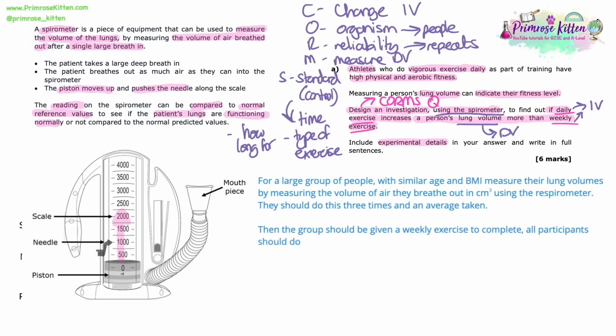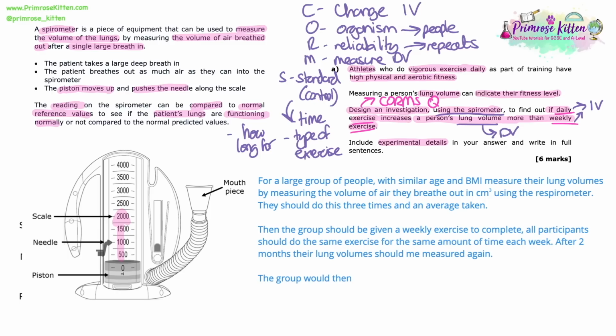They should do this 3 times and an average should be taken. So that's my reliability. So I'm not just taking one lung volume measurement, I'm getting them to do it 3 times and then I'm going to average it. Then the group should be given a weekly exercise to complete. So once a week they do the exercise. All participants should do the same exercise for the same amount of time each week. So there we go. I've said what I'm going to keep the same in about the exercise. After 2 months, their lung volume should be measured again.